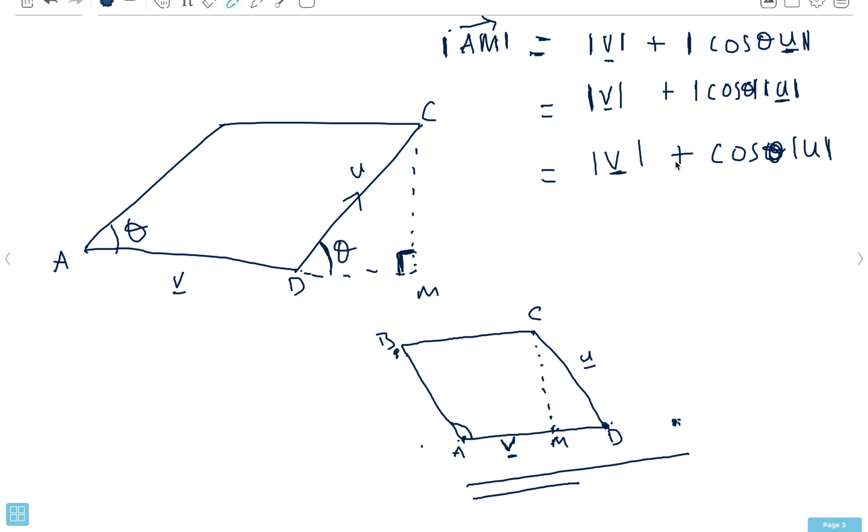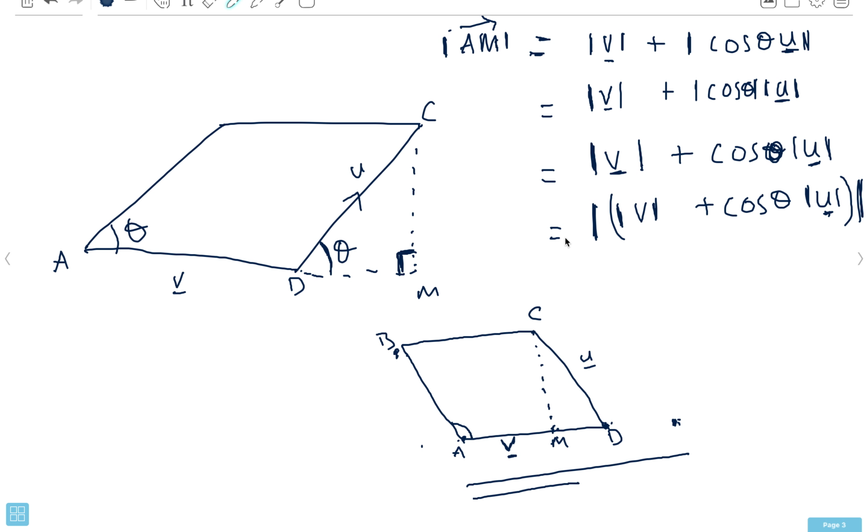So the length of V plus cos theta U can be more negative than this. This will always be positive since it's the length of V. To compensate for this, because if this is negative, we can't have the length of AM being negative, we add another modulus. So what we now have is cos theta, so AM is equal to this.